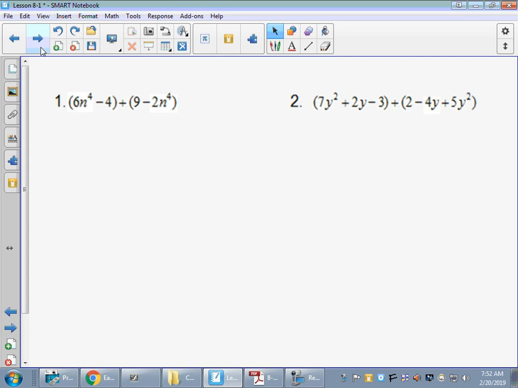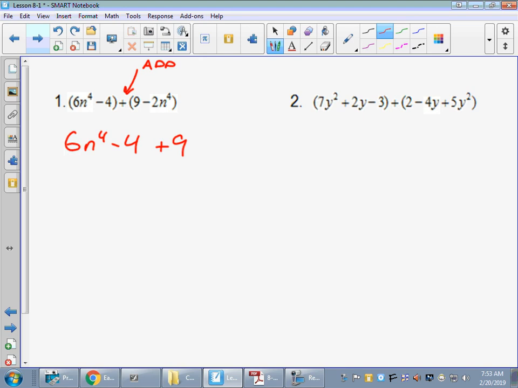All right, so this first one here, let's take a look at it. We've got a 6n to the 4th minus 4 plus 9 minus 2n to the 4th. So because of this plus sign right here, I know we're going to add. So I don't really have to do anything on step 1 about distributing the negative for subtracting because it's an addition problem. So I can just drop the parentheses here and just rewrite 6n to the 4th minus 4 plus 9 minus 2n to the 4th.